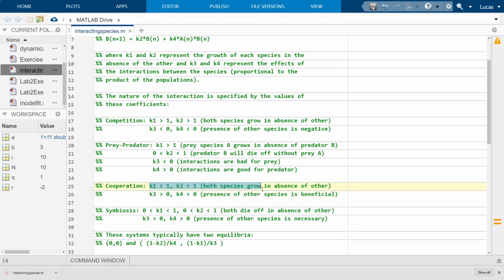So that's the case for cooperation. Both will grow without each other, but they do even better if they're both together. Then symbiosis is similar to cooperation. This is something that I think I saw a little bit of confusion on in the last assignment. Symbiosis is similar to cooperation, except in symbiosis, both need each other, whereas in cooperation, they can function without each other.